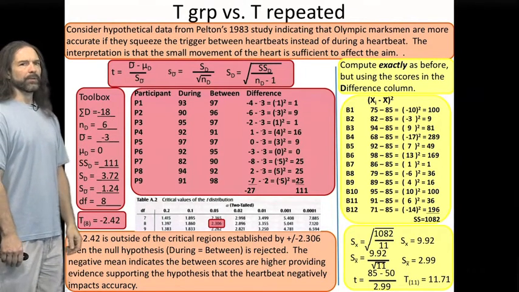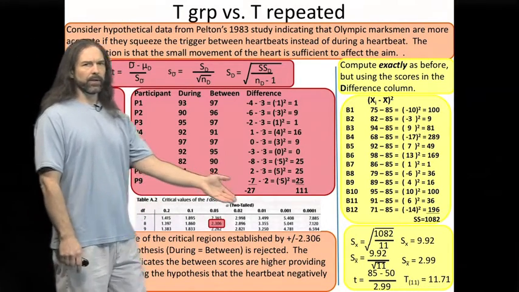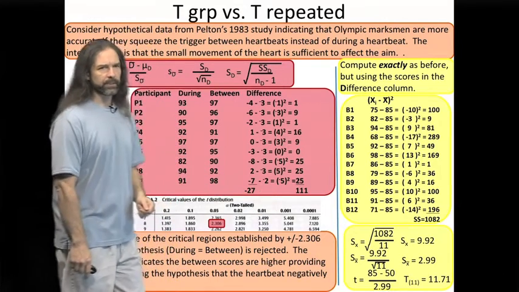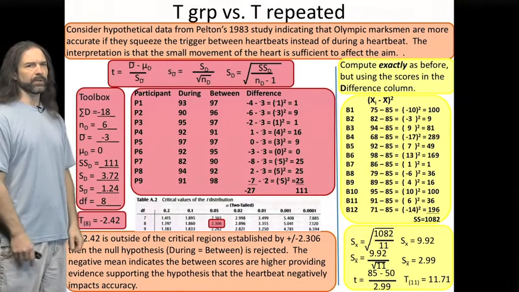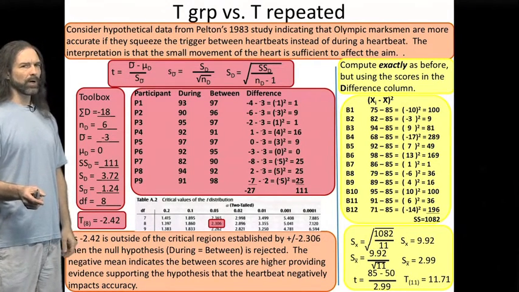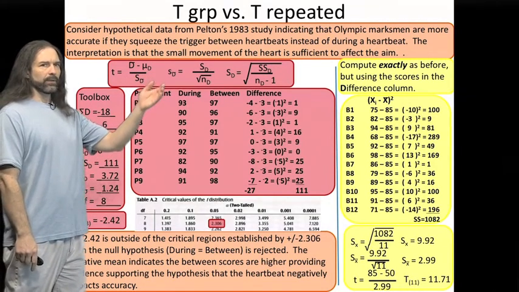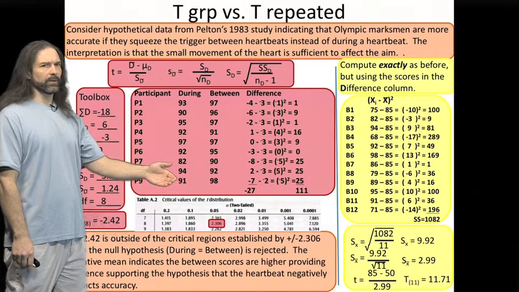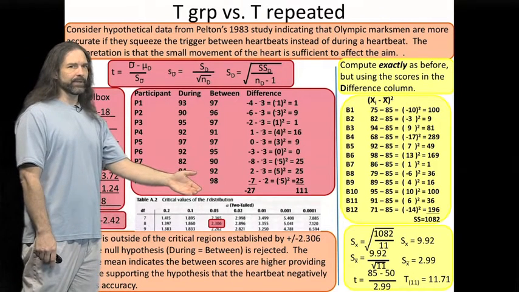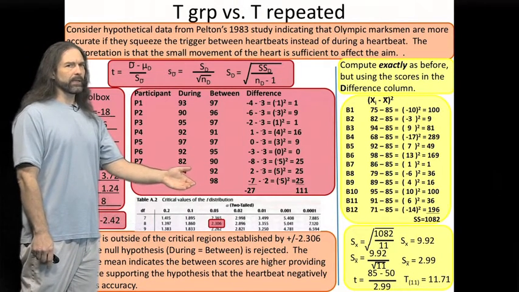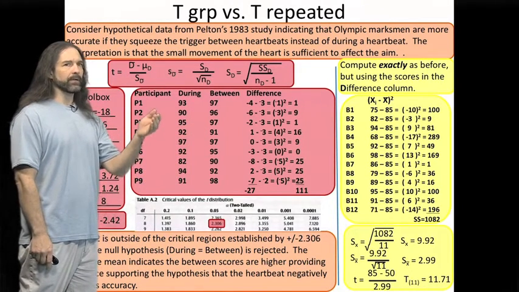hypothesis. The critical value for a two-tailed t-test in this case is, as you see down here, plus and minus 2.306. As negative 2.42 is outside of that critical region, we are going to reject the null hypothesis. So now, what do we want to do? We want to look at these values, and in fact, I didn't do it here, but it very much helps to go ahead and calculate the average of the during score and the average of the between score. But in the end, if you just look at the values, the between numbers are higher than the during numbers.